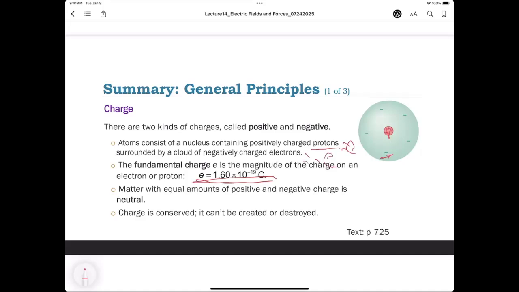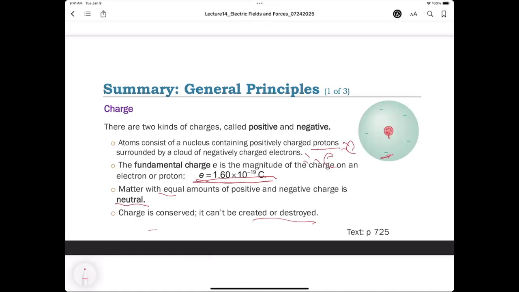Matter with equal amounts of positive and negative charge is neutral. Most objects are in a neutral state. Charge is conserved. It cannot be created or destroyed. It can only be transferred from one object to another.